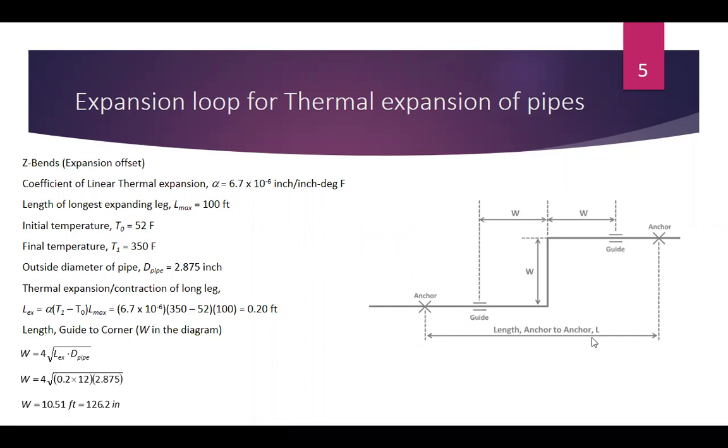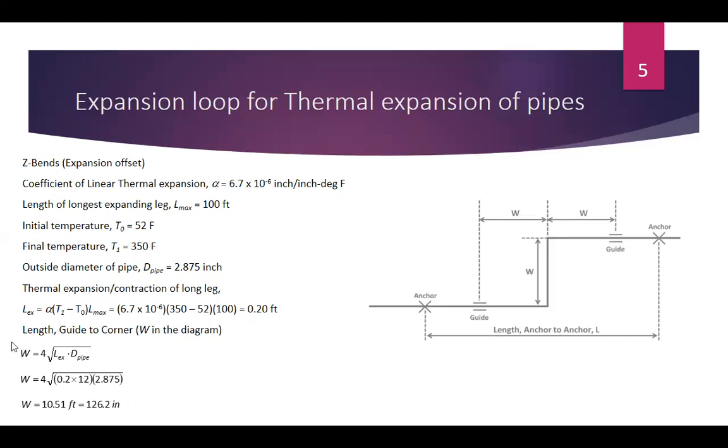So, the maximum length, initial temperature is 52 Fahrenheit. Final temperature is 350. Outside diameter of pipe is 2.875. So, the thermal expansion or contraction of length is also the same: 6.7 times 10 to the negative 6, times (350 minus 52), times 100, is 0.2 feet.